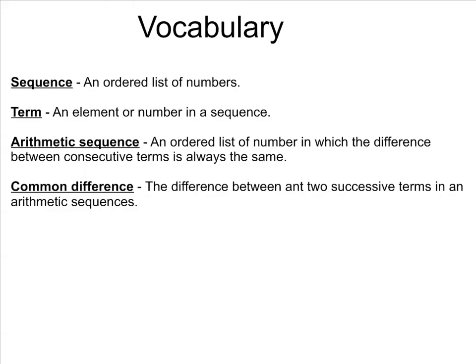Alright, we do have 4 vocabulary words today. The first one is sequence, which is an ordered list of numbers. Next we have term, which is an element or number in a sequence. The third one is arithmetic sequence, which is an ordered list of numbers in which the difference between consecutive terms is always the same. And you'll see that whenever we work on our examples, you'll know exactly what I'm talking about. And the last one is common difference, which is the difference between any 2 successive terms in an arithmetic sequence.